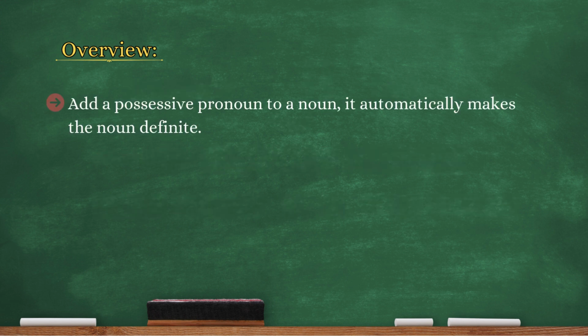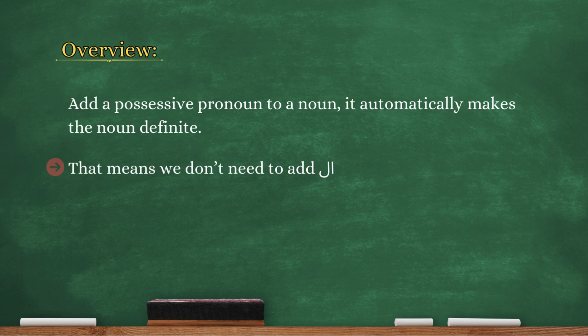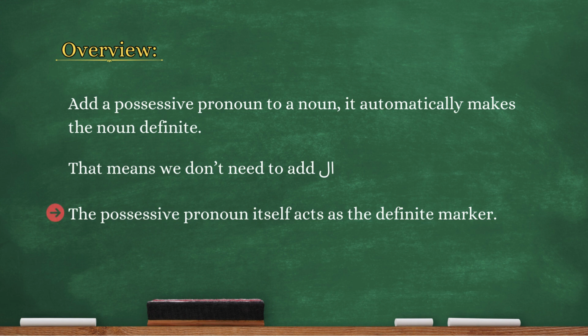When we add a possessive pronoun to a noun, it automatically makes the noun definite. That means we don't need to add al. The possessive pronoun itself acts as the definite marker. Now let's go over this in a way that makes it simple to grasp.